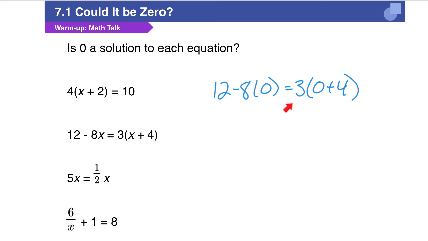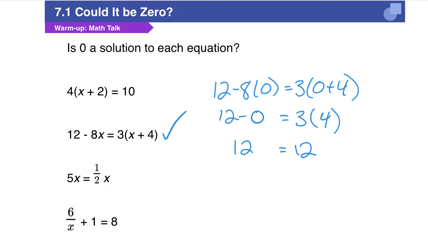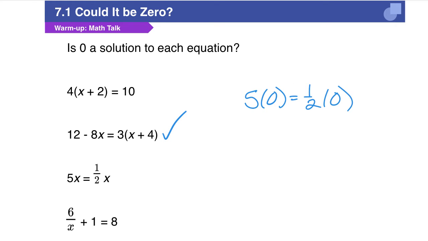In the second one, I plug in 0 for x, and as I simplify, I have to do the multiplication here first, so 8 times 0 is 0, and then over here, I have to do my adding first in parentheses, and as I simplify, I get 12 equals 12. So yes, 0 is a solution to that one. In the next one, I plug in 0 for x, and anything times 0 is 0. So both sides end up equaling 0. Yes, that one is a solution.